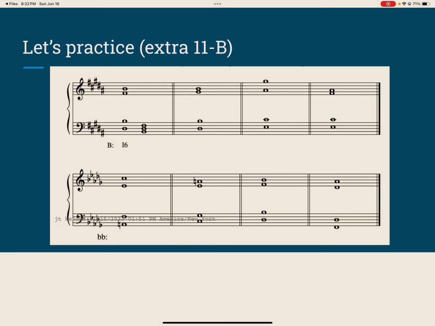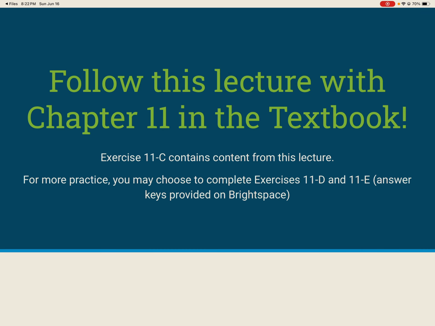And this is also an extra part of it where you can write down the chord with the Arabic numeral next to the Roman numeral. So you can give that a shot if you would like. Exercise 11C contains content from this lecture. For more practice, you may choose to do exercises 11D and E as well, which the answer keys are provided on Brightspace.